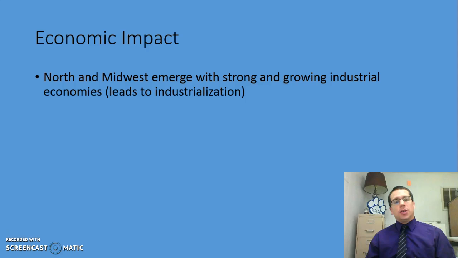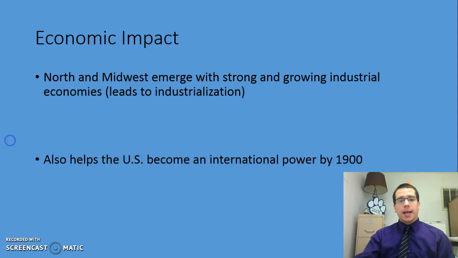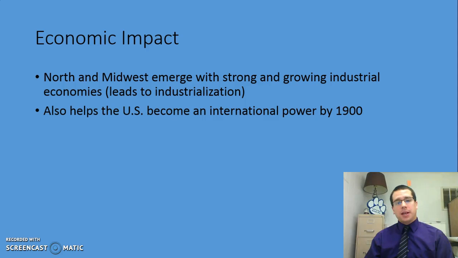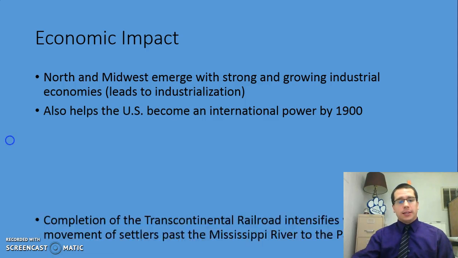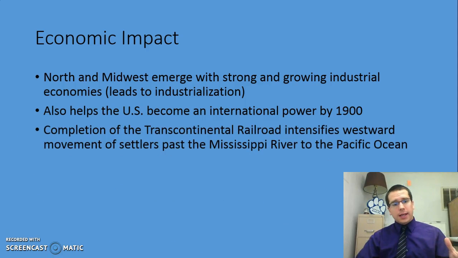Other things, the North and the Midwest after the Civil War are going to emerge with strong and growing industrial economies. This leads to rapid industrialization before the 20th century, and it's going to lead the United States to become an international powerhouse by 1900. The Transcontinental Railroad is going to intensify westward movement, pushing Native Americans off, which we'll get into in the next standard, and we're going to move all the way out to the Pacific Ocean.